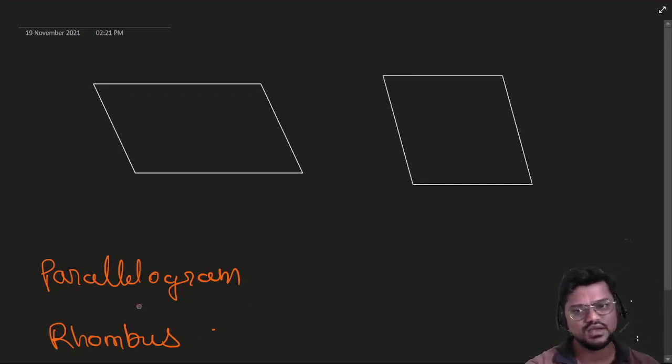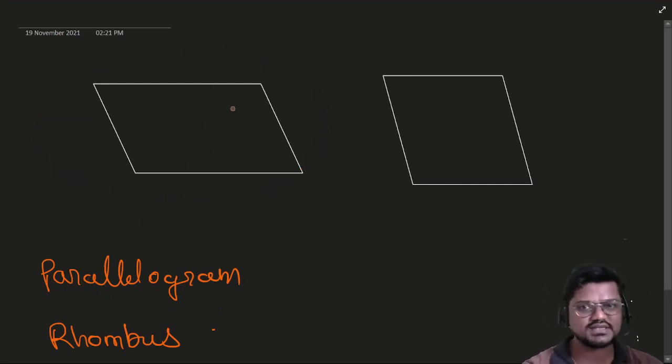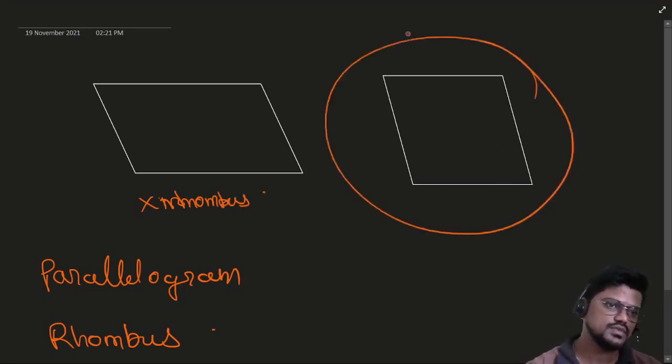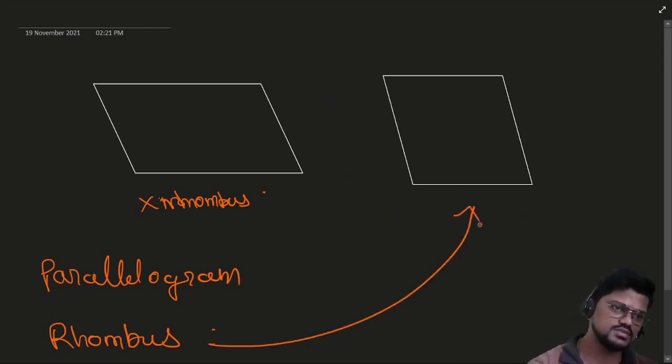Right? Now, if I want to say it is a parallelogram, yes, it is a parallelogram. Can I say it is a rhombus? No. Why? Because all sides are not equal. I cannot say it is a rhombus because all sides are not equal. But over here, if I want to say it is a rhombus, yes, I can, because it is already a rhombus.